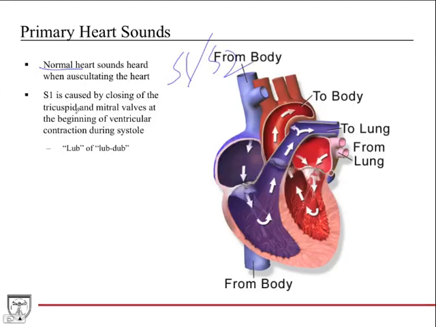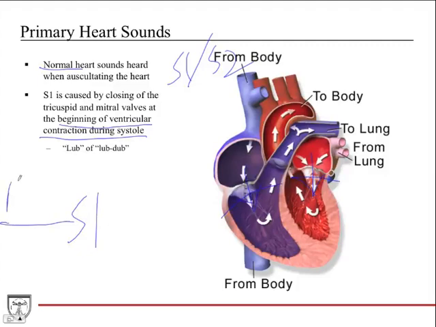S1 is caused by closing of the tricuspid and mitral valves, so the AV valves, at the beginning of ventricular contraction during systole. So the blood comes in here during diastole, and then the blood fills up, and then they close off. And that's when you begin isovolumetric contraction. So when these valves close, that's when you get your S1.